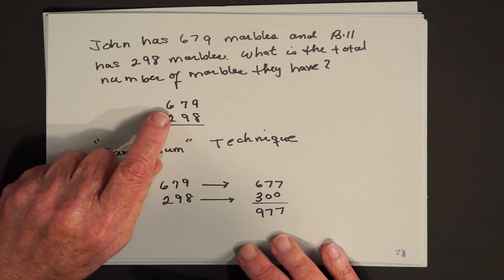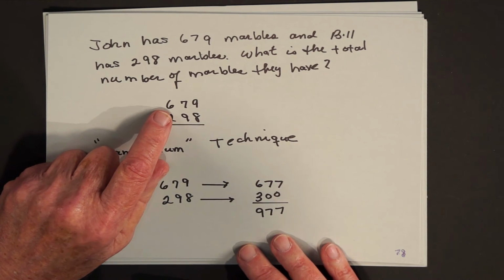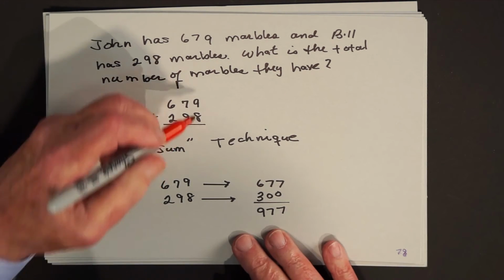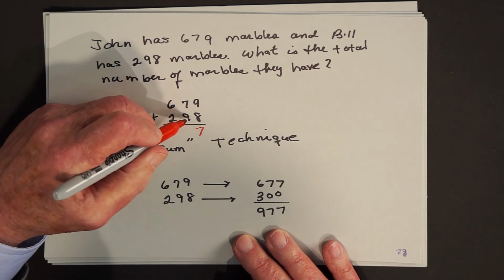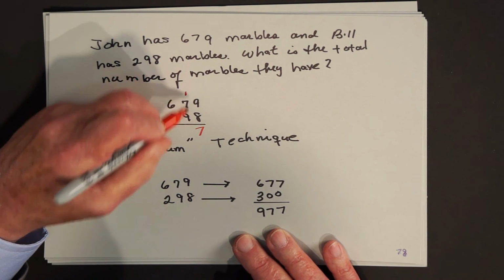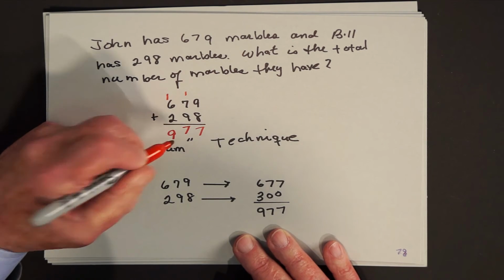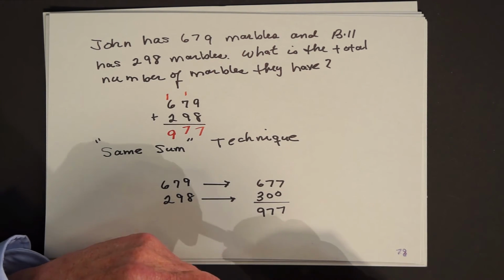So we say, okay, I'll take the number of marbles that John has and the number of marbles that Bill has, and I'll add them up. 9 and 8 is 17, 9 and 7 is 16, and the one I carried is 17. 2 and 6 is 8, and the one I carried is 9. And so the answer is 977. Again, notice the beauty here. You had to know what you had to do, and then the calculator could do it for you.